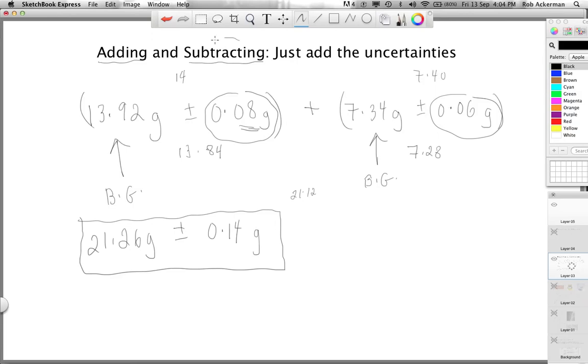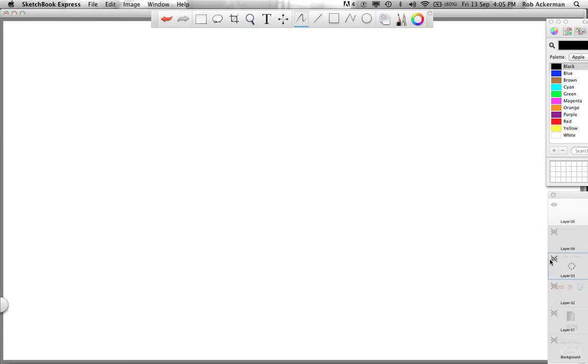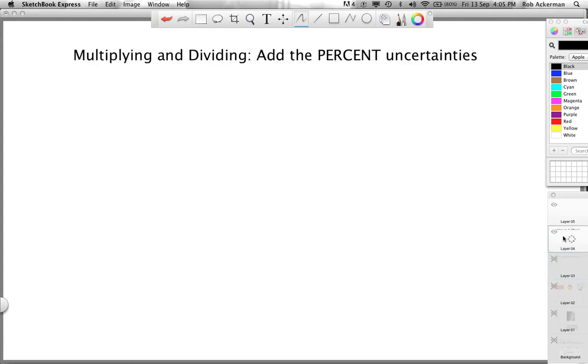Subtraction works the same way. I'll leave it to you to try an example with the reasoning that I showed you for adding, but in order to save time, I'm not going to show you subtraction here. I'm just going to tell you that it follows the same rule as adding. Of course, subtract the numbers to get your best guess, but add up the uncertainties and you'll be there. All right? Final thing that you might have to do is to multiply or divide numbers.